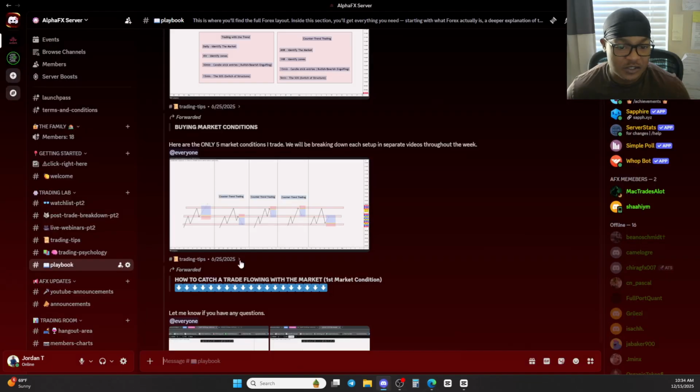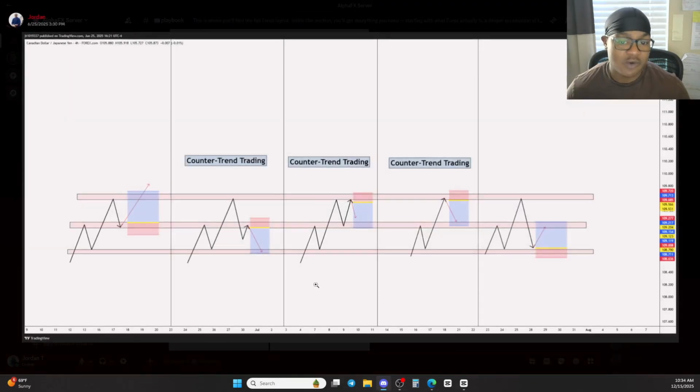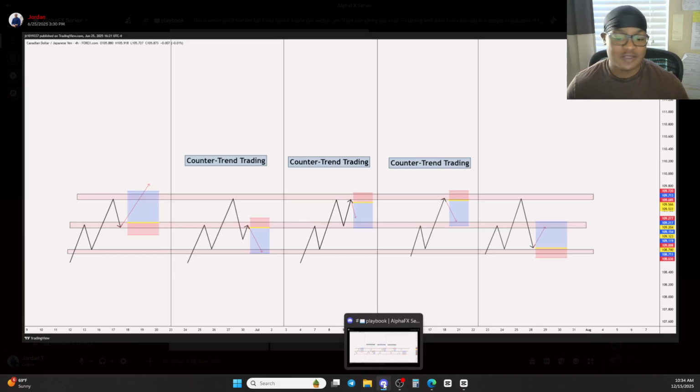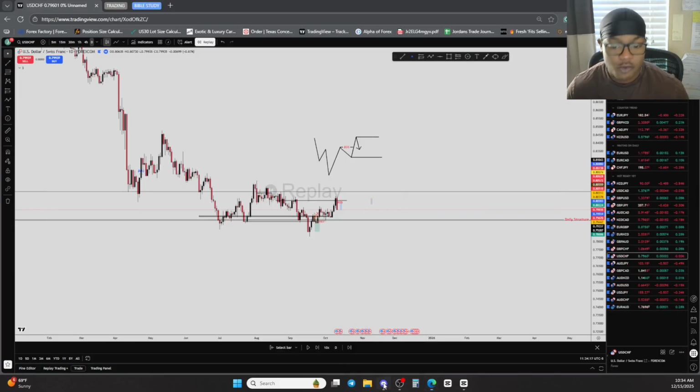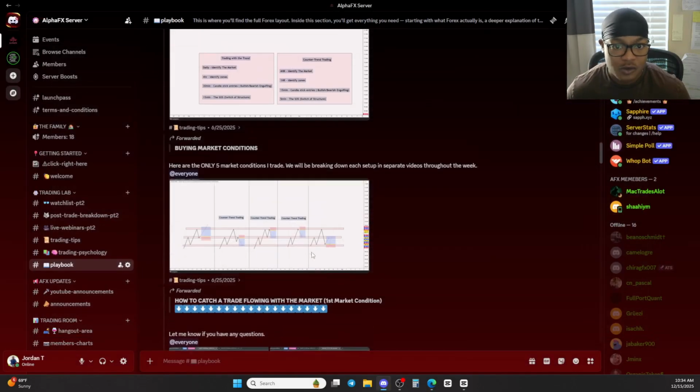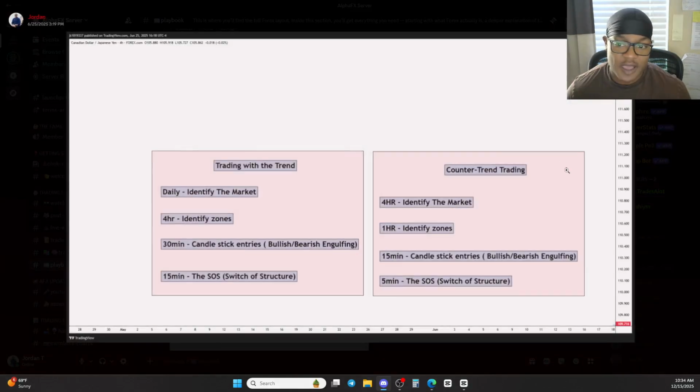Well, if we go to the Discord and we look at the playbook, we know this is a counter trend scenario. Price recently gave us the breaker structure, and I'm looking to catch a sale as price is forming the correction back down. Well, now knowing we are in a counter trend scenario, what time frames do we use? Well, if we just scroll up a little bit, counter trend trading, we use the 4 hour, 1 hour, 15 minute, and the 5 minute time frame to catch our trades.